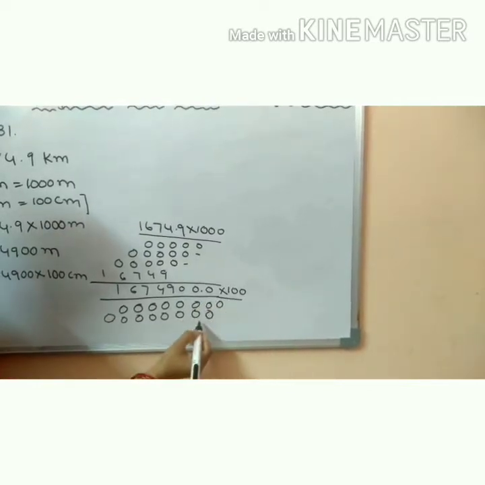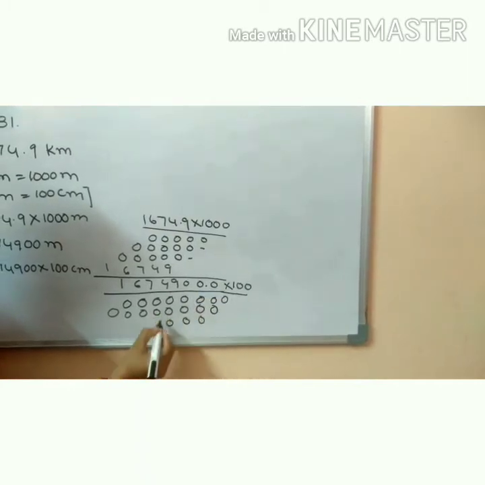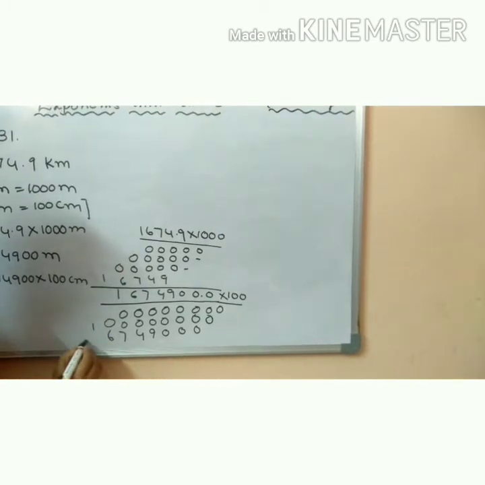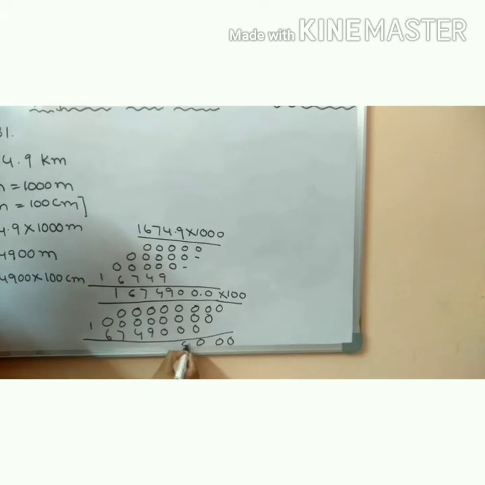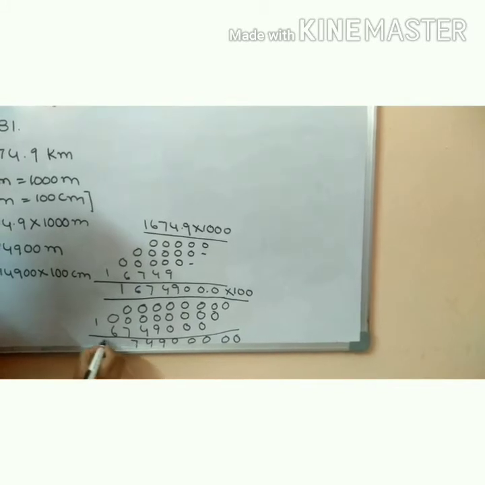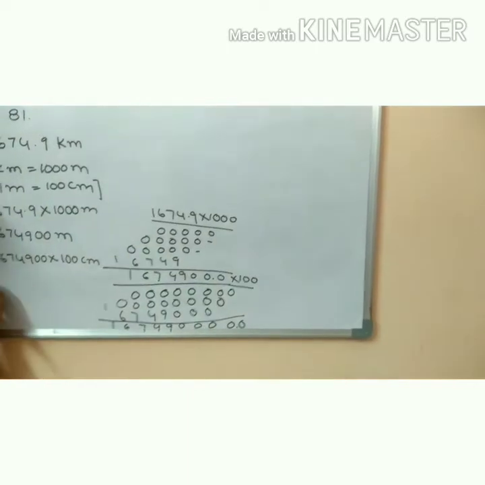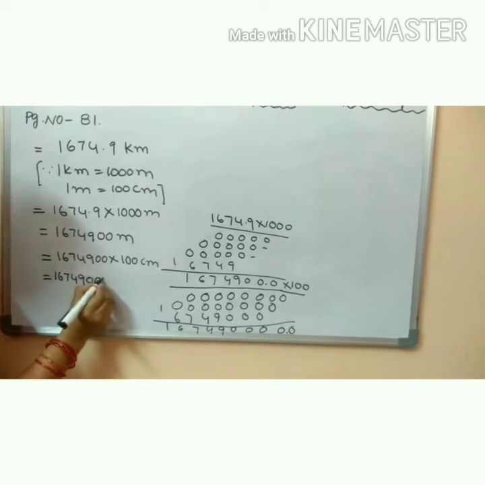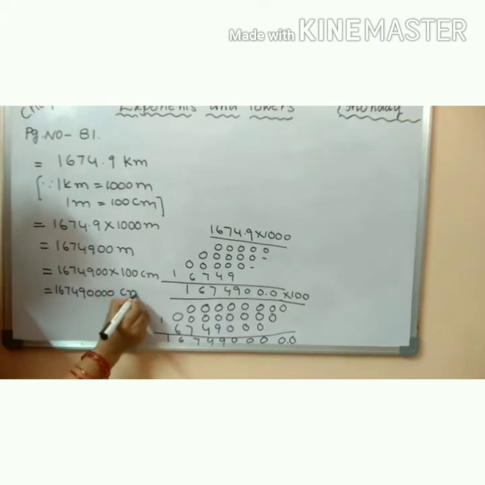Next, continue multiplying digit by digit. So here the result is 0, 0, 0, 0, 0, 9, 4, 7, 1, 6. Keep the 1 point. So here write 1 6 7 4 9. How many zeros will be right here? 4 zeros. Yes, centimeters.